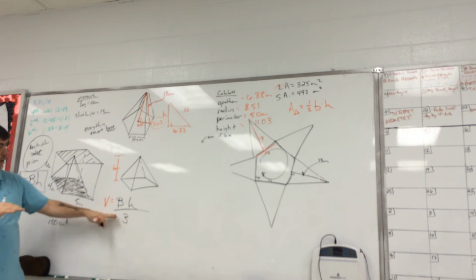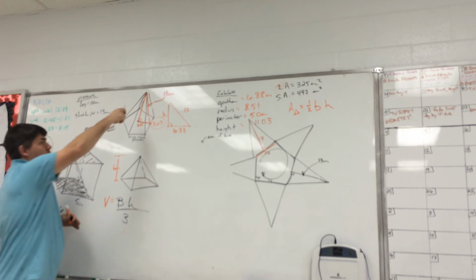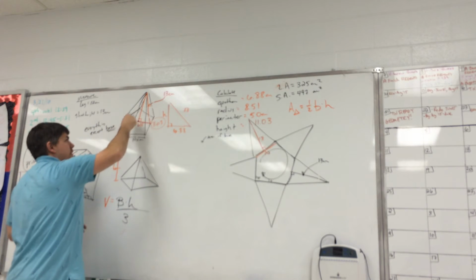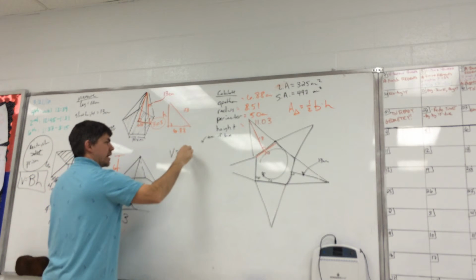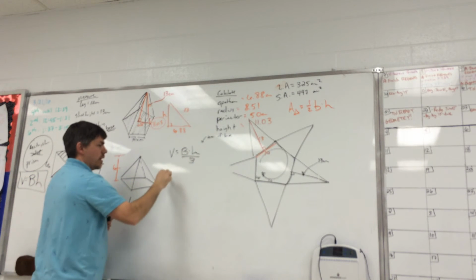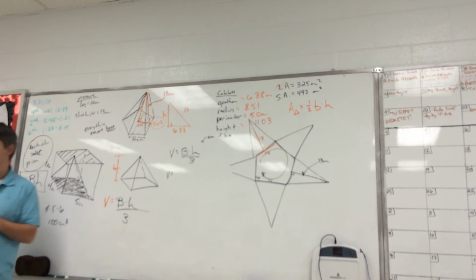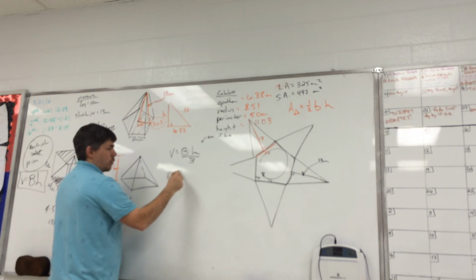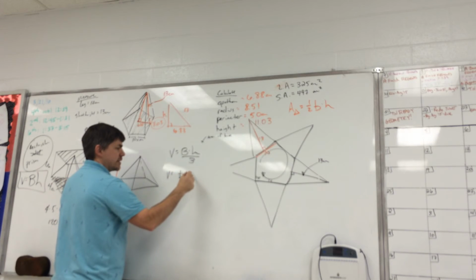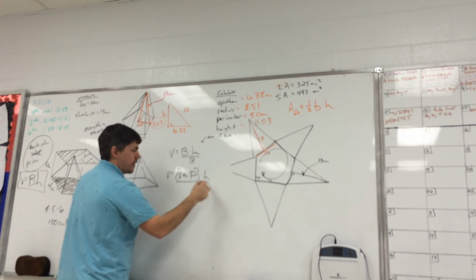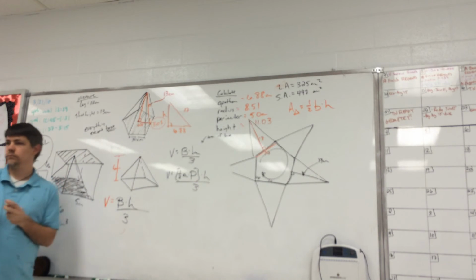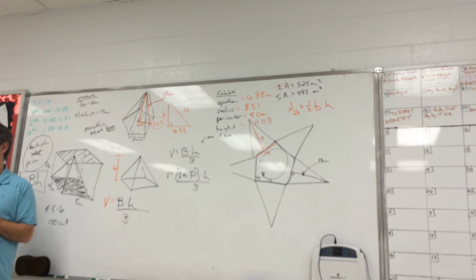Okay. Now we have to find what? The area of the base. So look, now we have to find the volume of this sucker. So the volume is area of the base times the height divided by 3. How do I find the area of this base? I just taught you the formula. Area of the base is what? 1/2 apothem times the perimeter, and then I multiply by the height, and then I divide by 3. How'd we do? You lost?